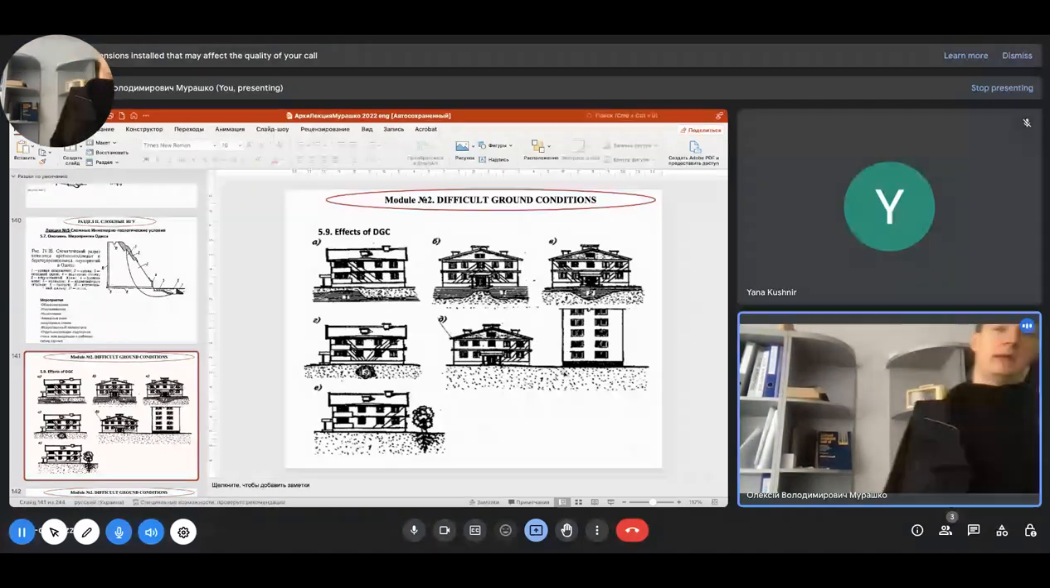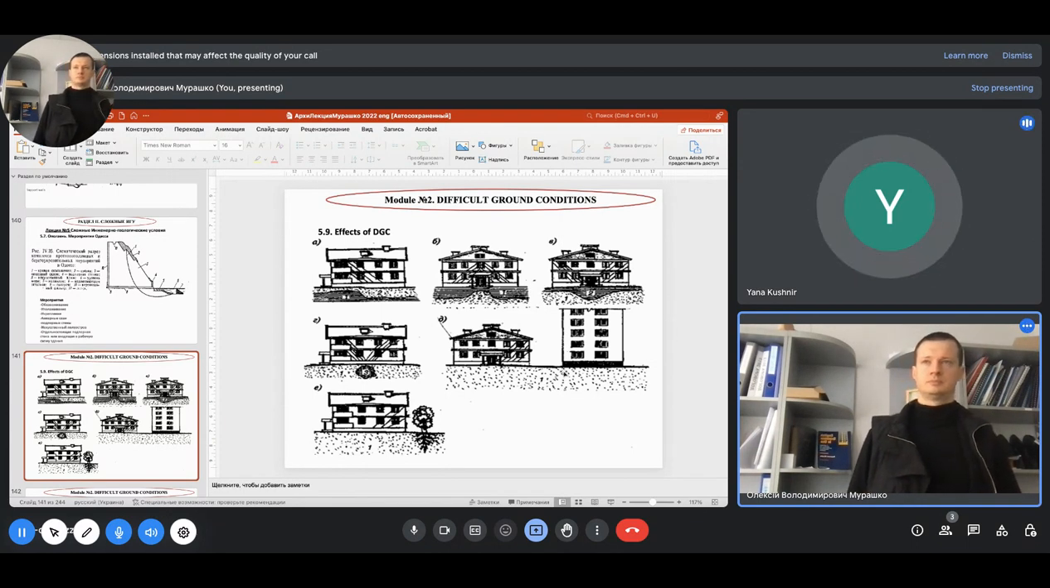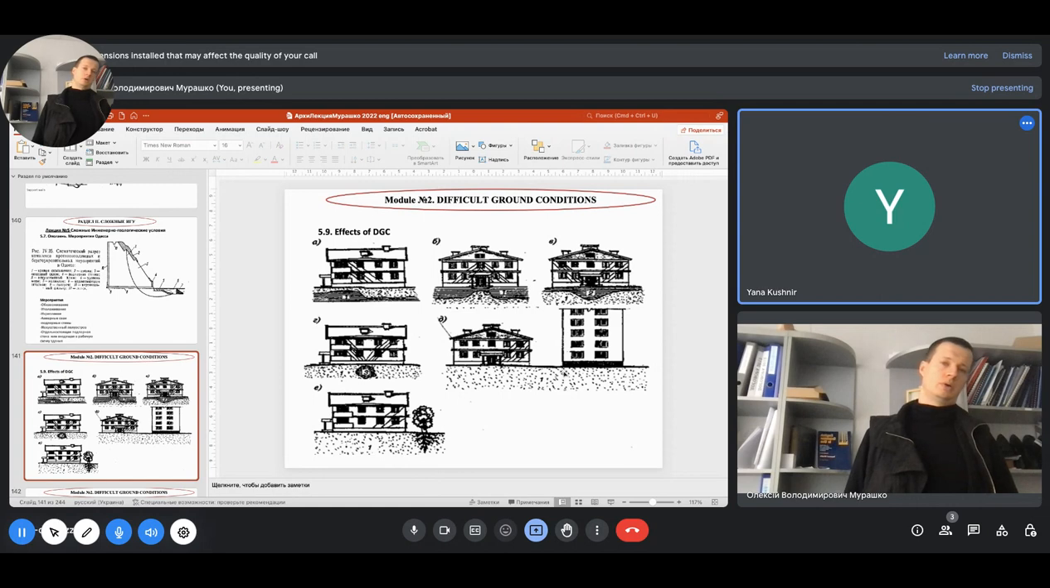So now, is it clear about the landslide, or do I have to add some extra information? Generally, I understand. Okay, that's good.